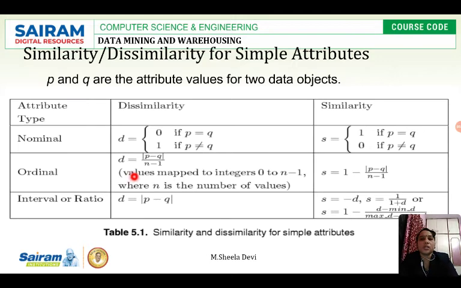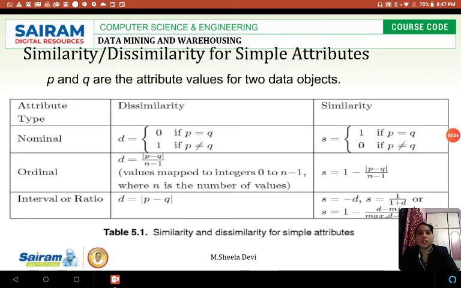Ordinal: for ordinal values, how are we going to calculate? These are ordered values. D is equal to |P minus Q| by N minus 1. P and Q are the values of the data objects, for example P is equal to 3 and Q is equal to 2. What is N here? The values are mapped to integers 0 to N minus 1, where N is the number of values. Then for the similarity measure for ordinal values, the formula is S is equal to 1 minus mod of P minus Q by N minus 1.